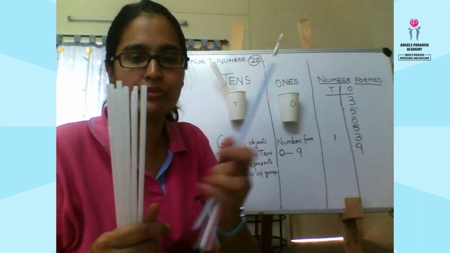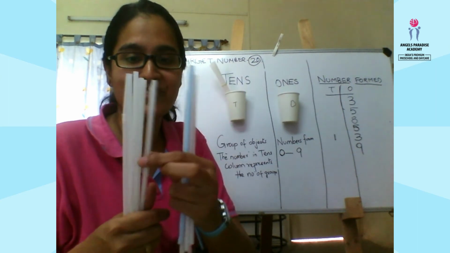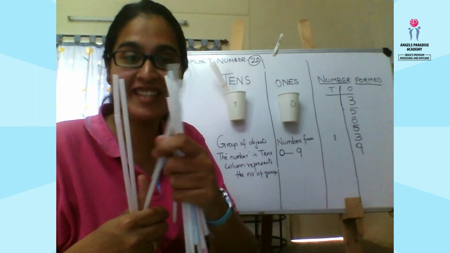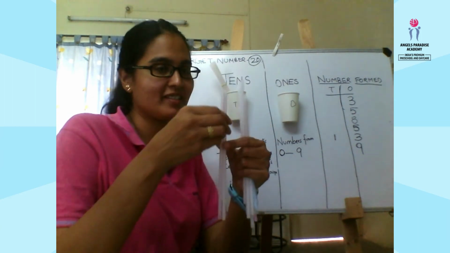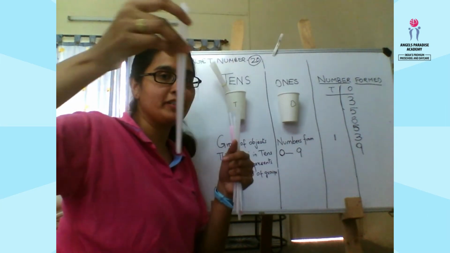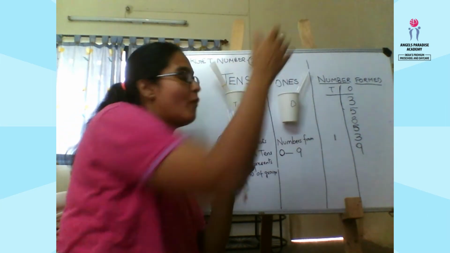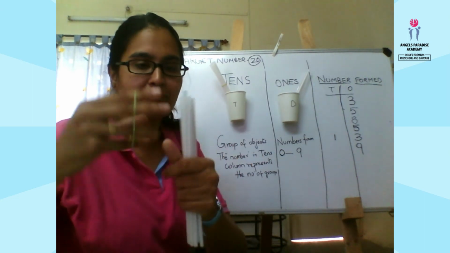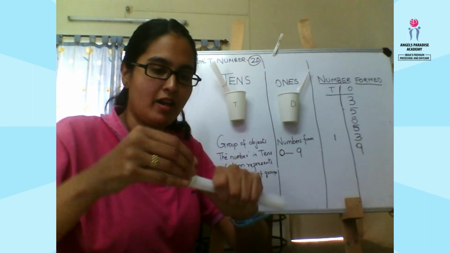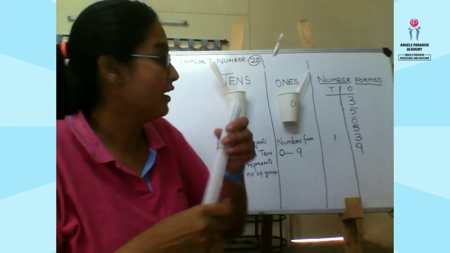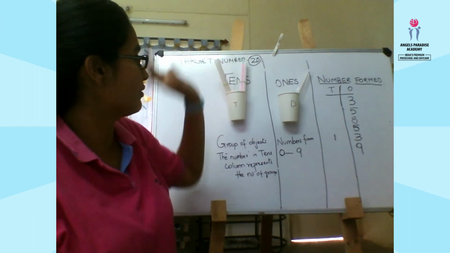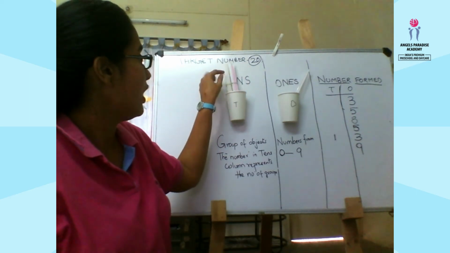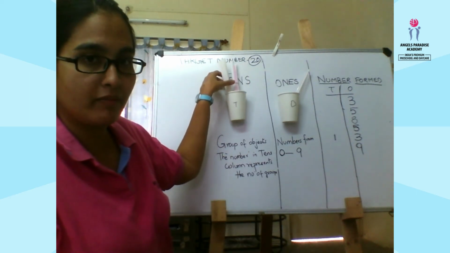1, 2, 3, 4, 5, 6, 7, 8, 9, 10. Yes, we have crossed it. So now we are going to put these remaining straws in the ones column. So I am going to group this together, bunch it, bundle it and then put the rubber band. Now I am going to place this group of straws in the tens column. Okay, so now you can see how many groups of straws we have in the tens column.